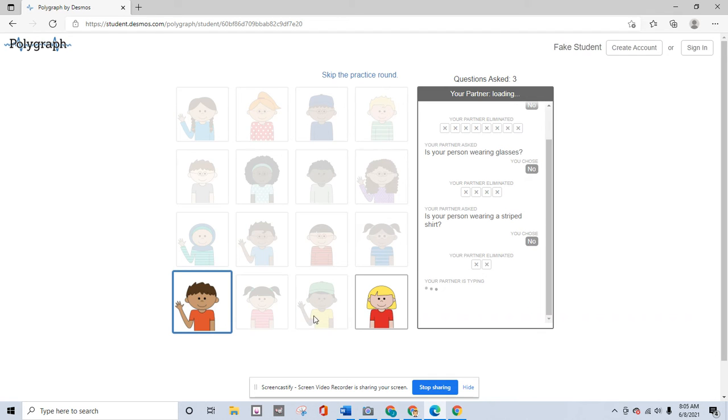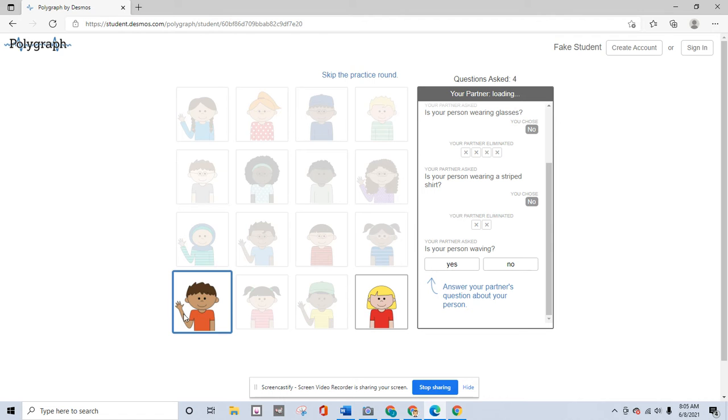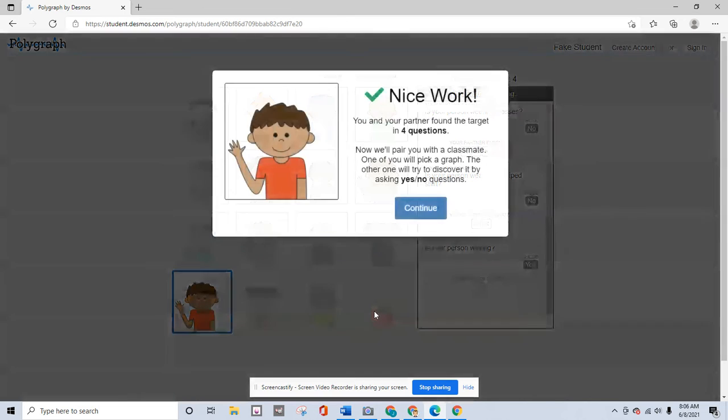And what's the difference between these two? Boy, girl, but like maybe we don't know. Waving. Is your person waving? Yes. So they can eliminate the person that's not waving and get to the actual answer that they picked.